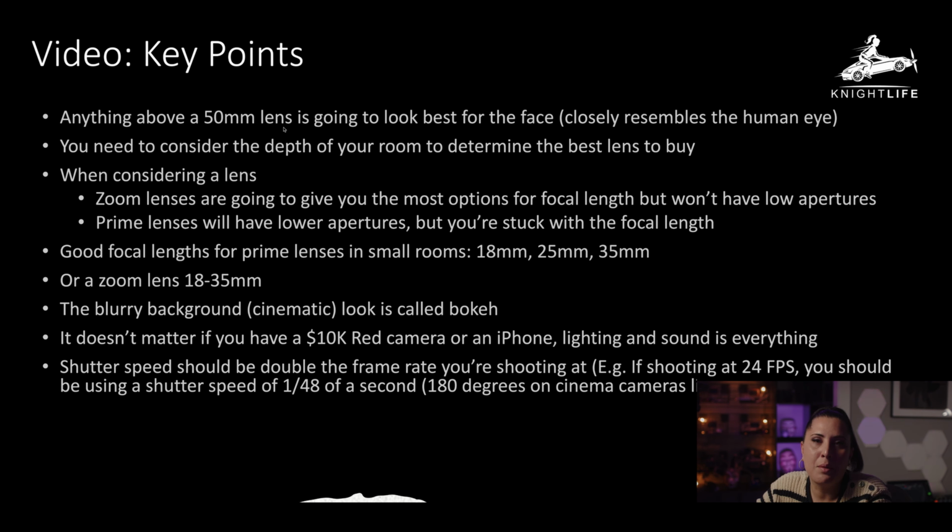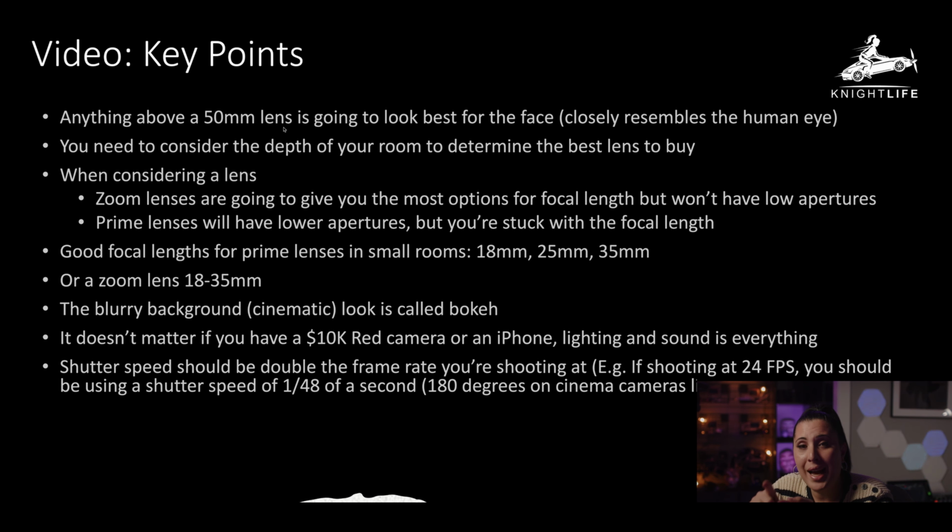Shutter speed should be double the frame rate you're shooting. So if you're shooting at 24 frames per second, you should be shooting a shutter speed of 1/48th of a second, or 180 degrees on a cinema camera like a Blackmagic Pocket Cinema Camera. Okay, so I need to talk about this. Cinema cameras will operate in degrees instead of timing like seconds. So on a regular DSLR, you'll see something like 1/48th of a second, depending on what kind of camera you've got, but on a lot of the cinema cameras you'll be in degrees.